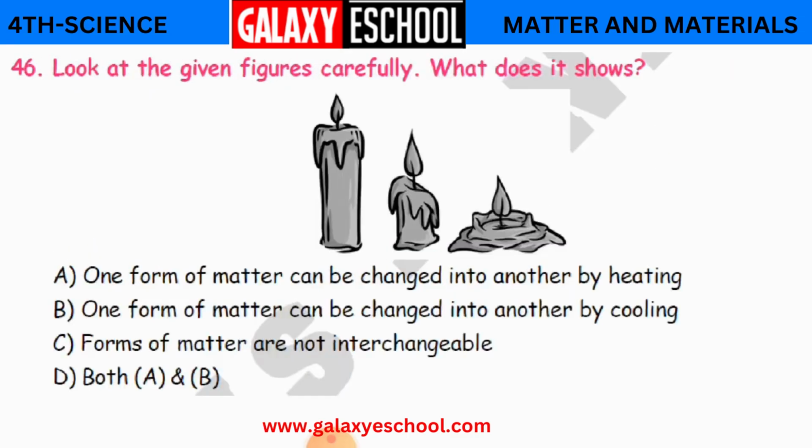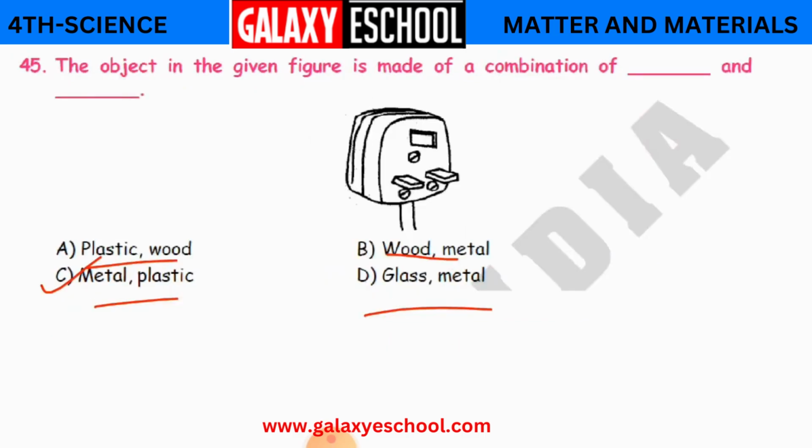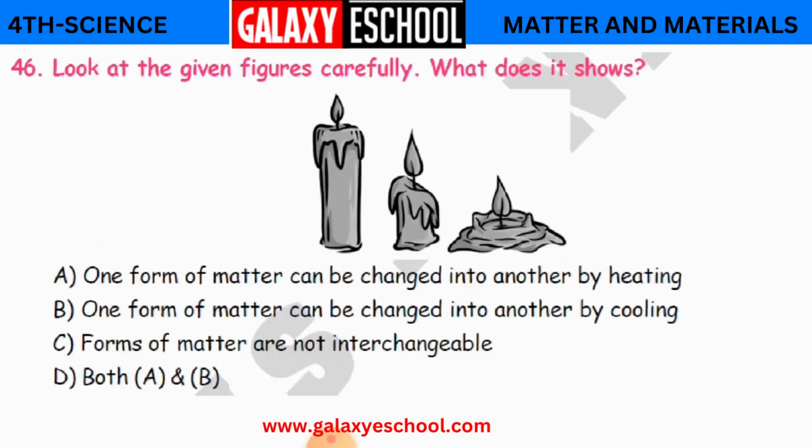Clear? Okay, that is a switchboard in the sense that it is like a plug point, not exactly a switchboard. It is a plug point. Okay, so we use metal and plastic. Clear, children? Now 46th question.